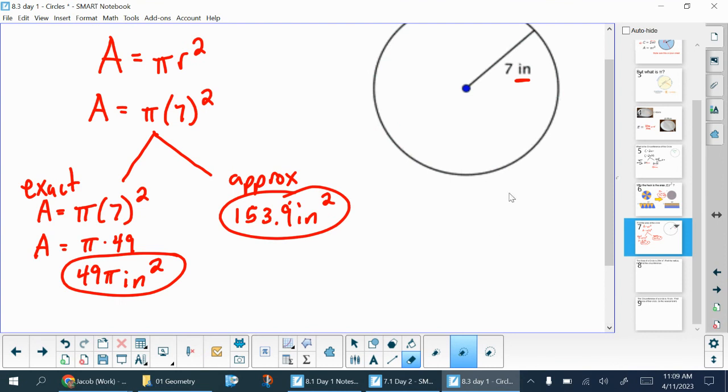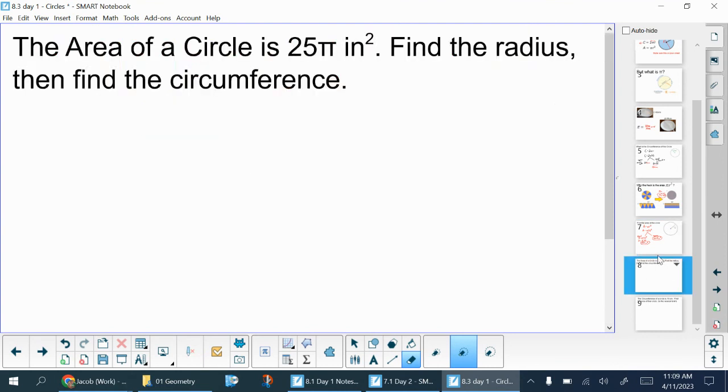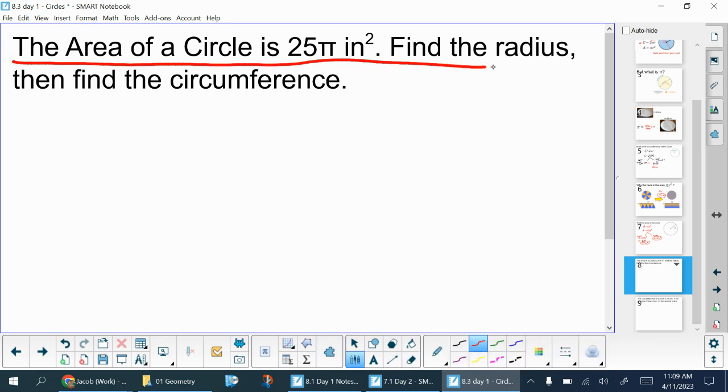Now, from there, the next place I would want to go is, can we use what we just learned with a little bit more algebra skills? So now if I say something like the area of a circle is 25 pi, find the radius, and then find the circumference. So we got to find the radius first. So this is an algebra problem, right?